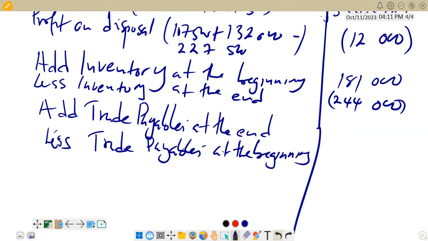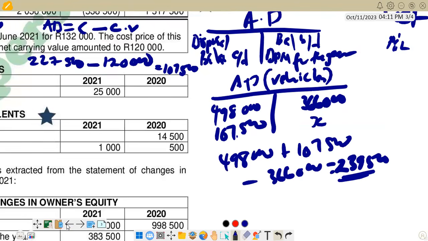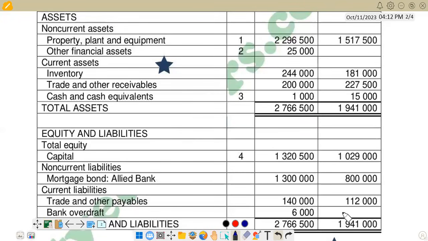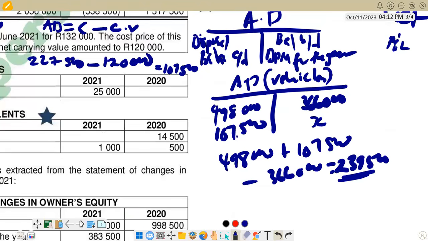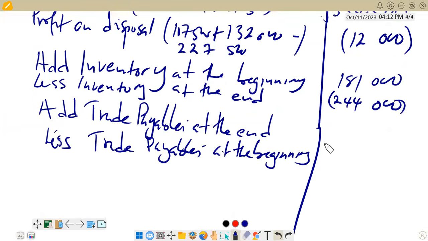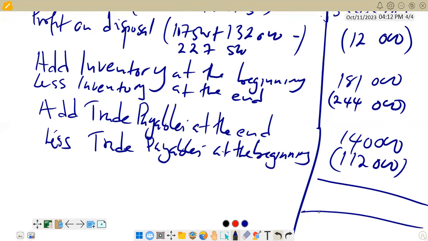So here we've got our lines going down. Let's check the balances for trade payables at the beginning and end. Trade payables is here. At the beginning we've got 112,000. At the end we've got 140,000. So trade payables at the beginning we've got 112, and we are less, and then we are adding the other 140,000. So that is the figure at the end of our calculation there.